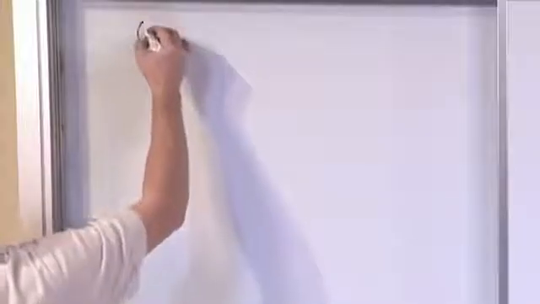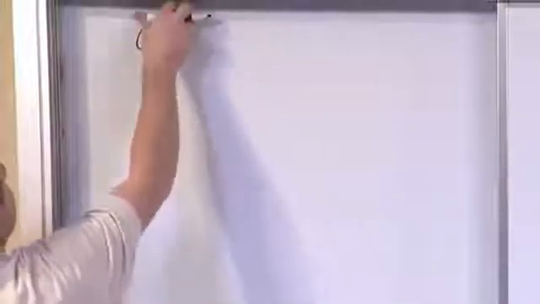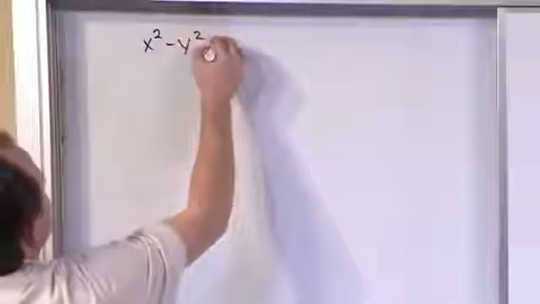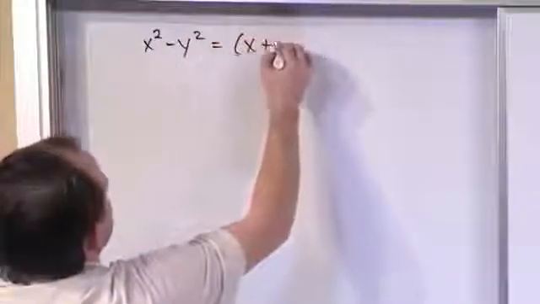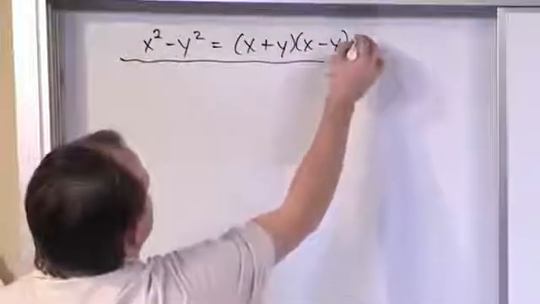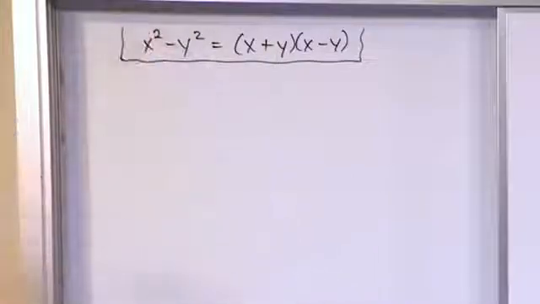I'm going to rewrite it on the board. Let's do it like this. Anytime you see x squared minus y squared, basically you just do x plus y, x minus y. This is the rule that we're following. That really just comes from all of the stuff we're talking about. Now let's go and work a problem.